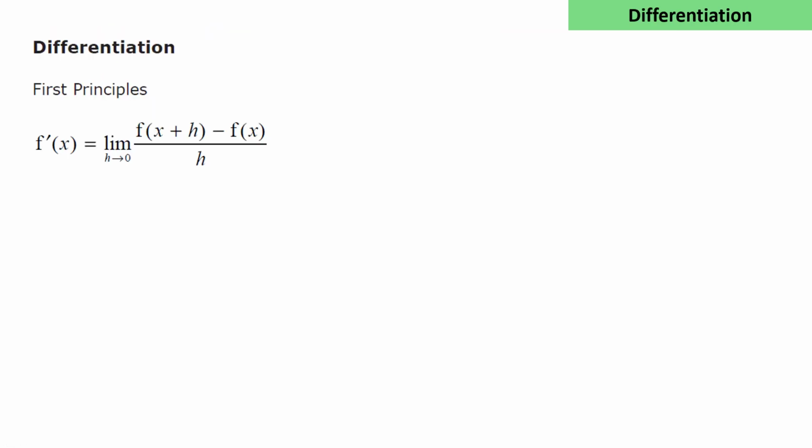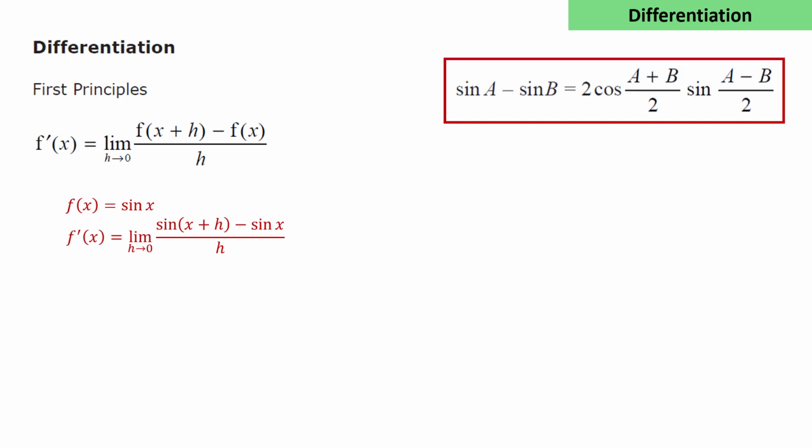Differentiation from first principles. You may be asked to derive the derivatives of sin x or cos x from first principles. Let's look at how this is done. For f(x) equal to sin x, f dashed x will be the limit as h tends to 0 of sin(x plus h), that's f of x plus h, minus sin x, that's f of x, all divided by h.